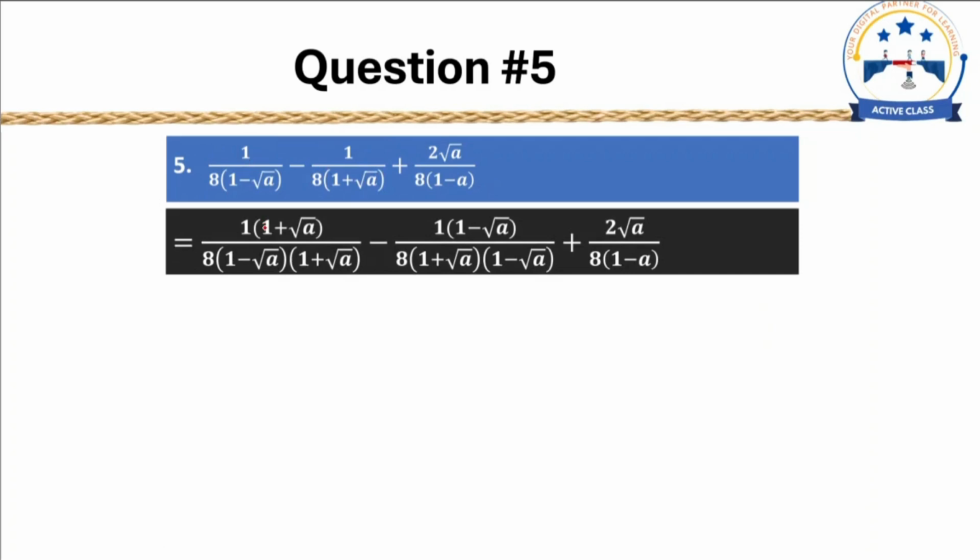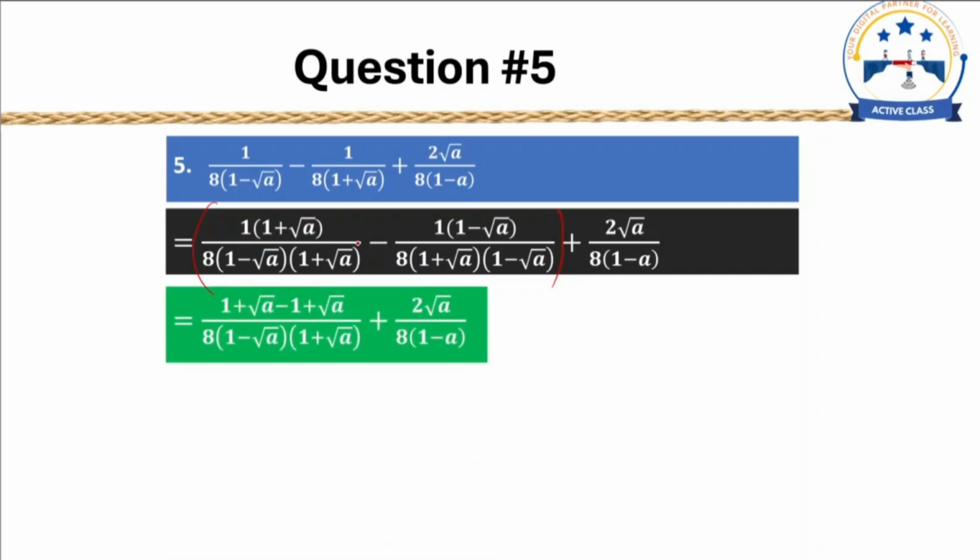See? The first fraction I multiplied with 1 plus root a. The second fraction I multiplied with 1 minus root a. Now, since I'm working on the first two fractions and I made the denominator the same, let's work on the numerator. I'll multiply with 1. 1 into 1 is 1, 1 into root a. So this 1 into 1 is again 1, minus into this minus is plus root a. And in the denominator, since it is the same, I've copied only once.